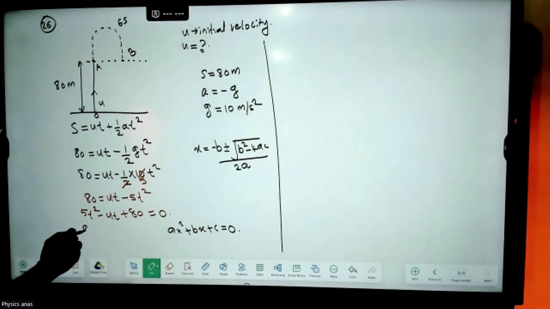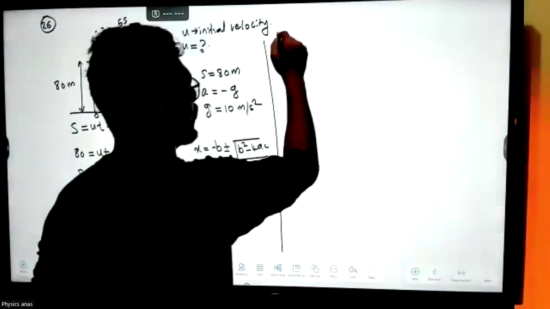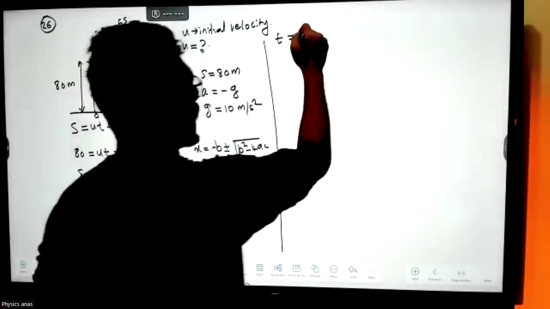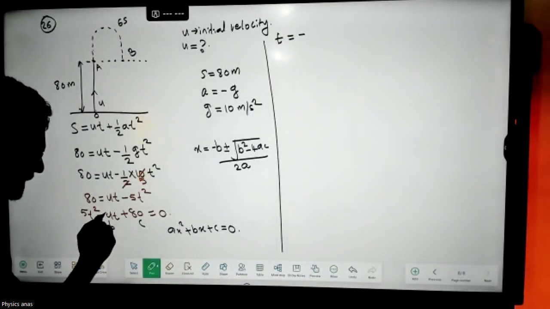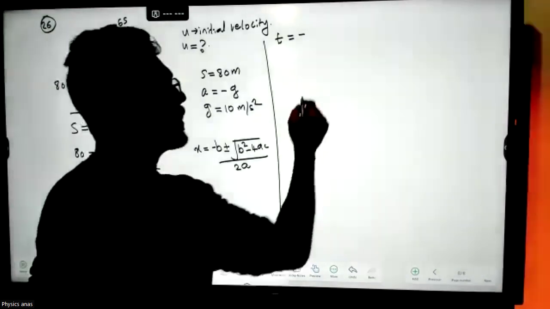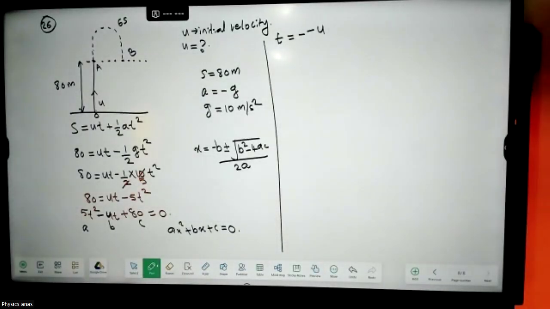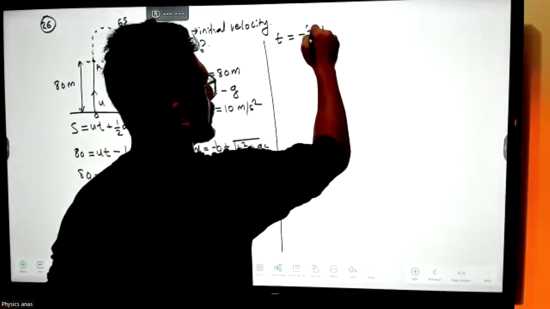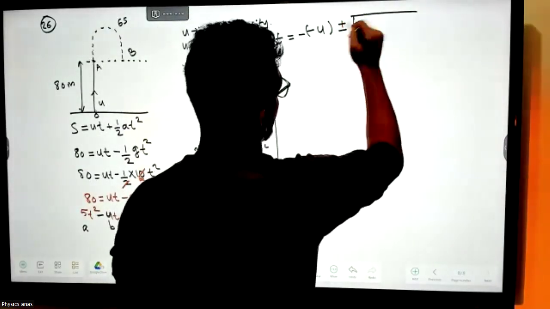So you have a, this is a, this is b, this is c. You can find the value of time t. What is t? t is minus b. What is minus b? b is minus u, so you can write minus u here. Did you understand why there is 2 minus? In the equation there is a minus of b. b is this one. Minus b plus or minus root of b square.